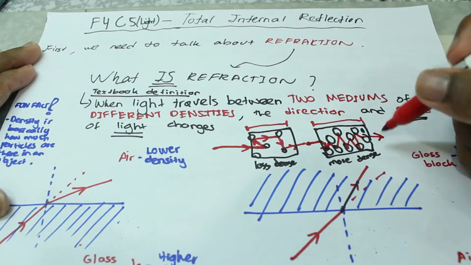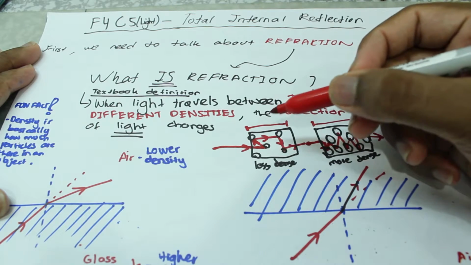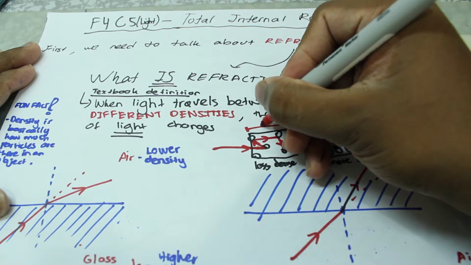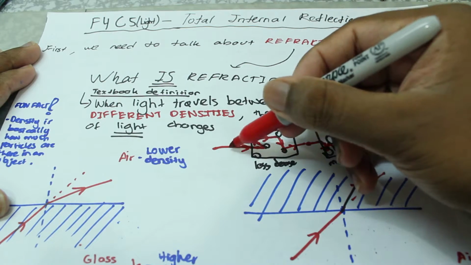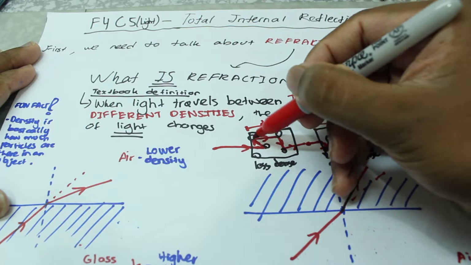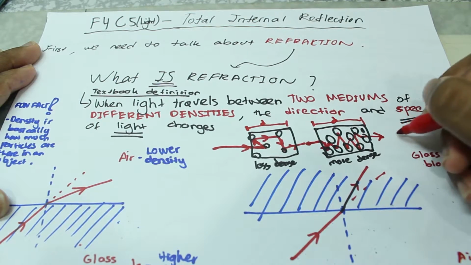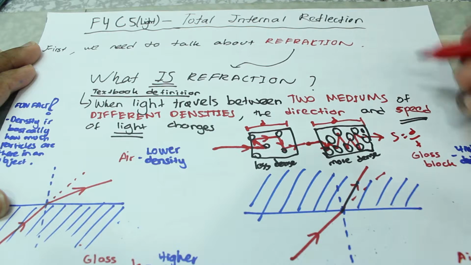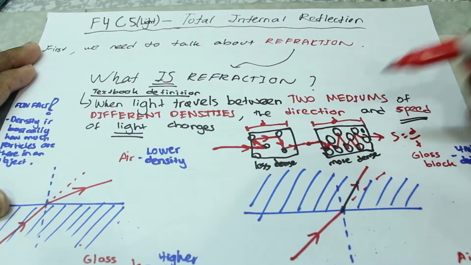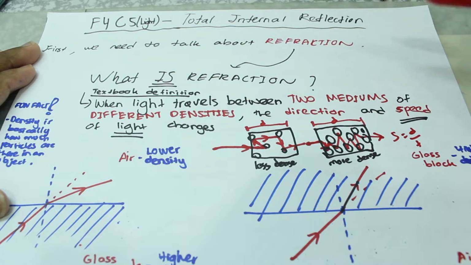This is why we say that the speed of light is higher in a medium that is less dense. This distance is constant, and when we record the time taken for the light ray to pass through this distance, speed equals distance over time, so we can get the speed. So in a denser medium, the speed of light will be lower. In a less dense medium, it will be higher, and in a vacuum, it will be at the maximum.